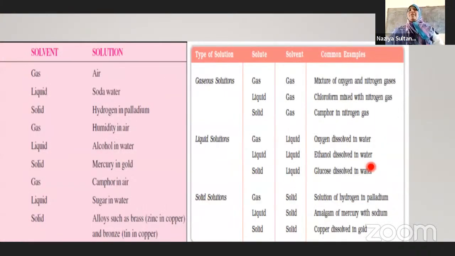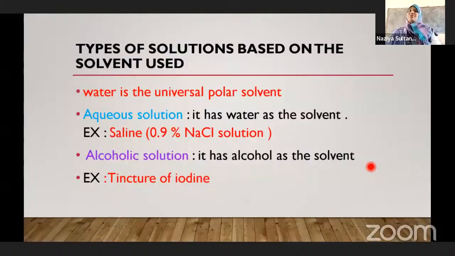Next is types of solutions based on the solvent used. We know that water is the universal polar solvent, right? And apart from water, even alcohol is being used as a solvent. Next to water, ethyl alcohol is used as the solvent. If water is used as a solvent, we call it an aqueous solution. Example, saline. Saline is 0.9% NaCl solution.